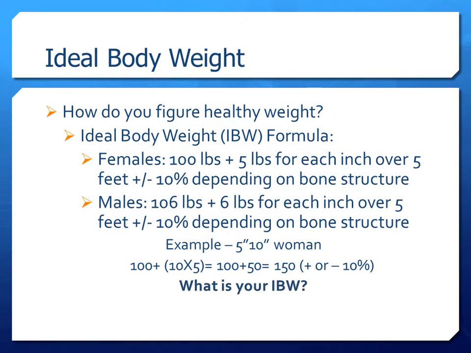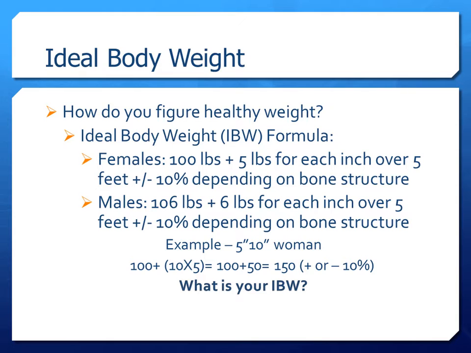Now that you know what your BMI is, you may wonder what your ideal body weight should be. So, how do you figure out healthy weight? The formulas are easy but differ for men and women. For females, we simply take 100 and add 5 pounds for every inch over 5 feet, or subtract 5 pounds for every inch under 5 feet. For men, we take 106 pounds and then add 6 pounds for every inch over 5 feet. We then add or subtract 10% based on bone structure.